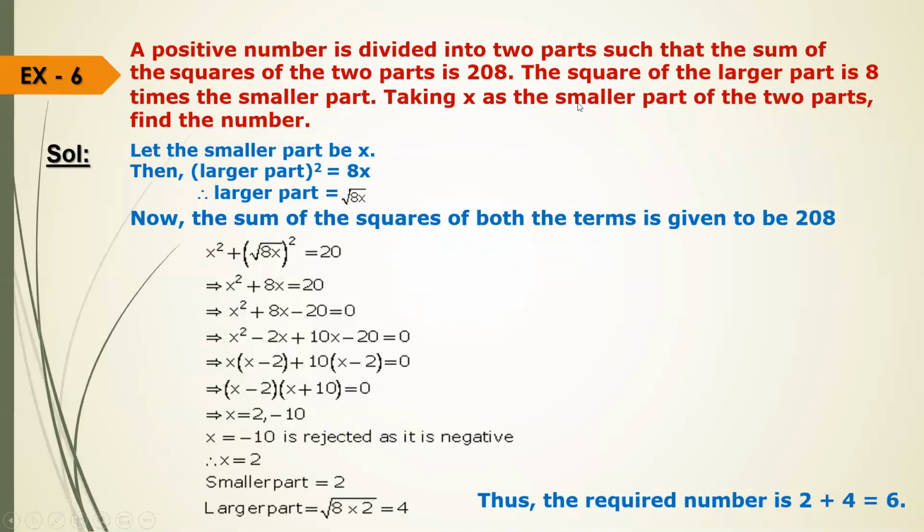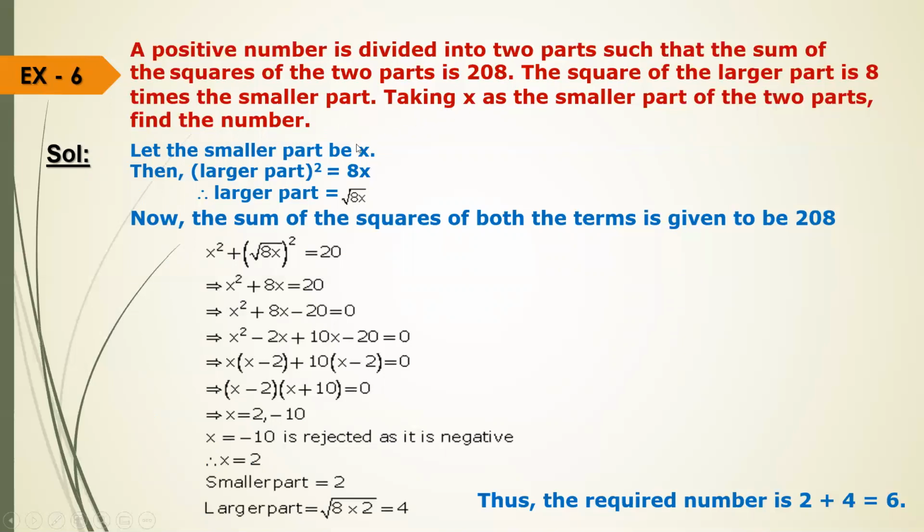Taking x as the smaller part. It is given what you have to take as the variable. As it is given in the question, take x as the smaller part. So in this question, if you use any other variable like y, z, a, b, c, you will lose all the marks. Be careful. If some condition is given in the question, it is a must to apply that condition.